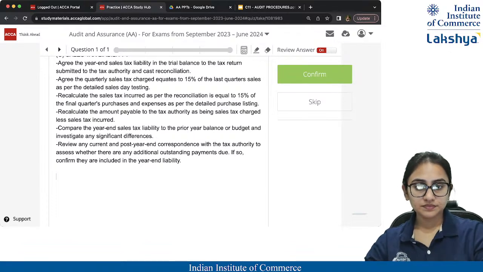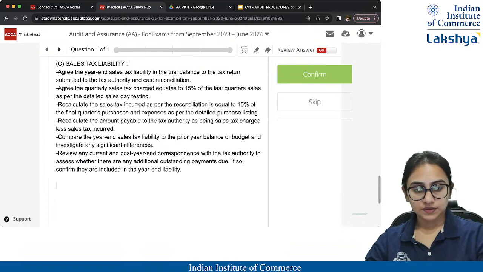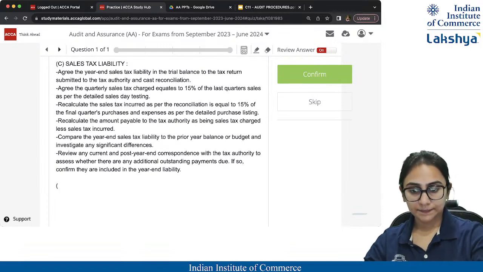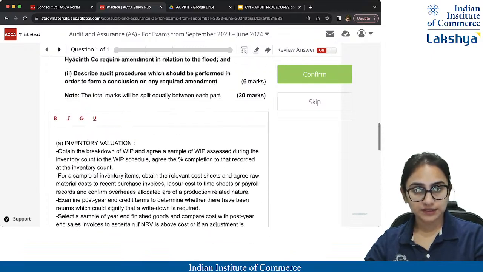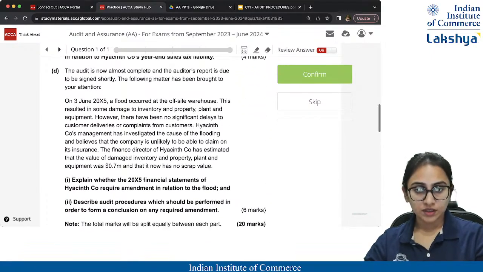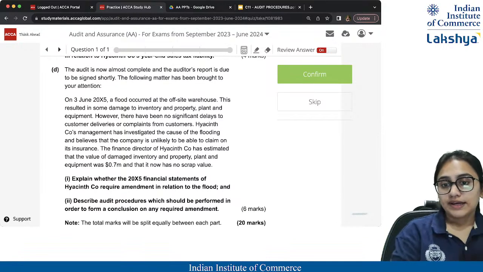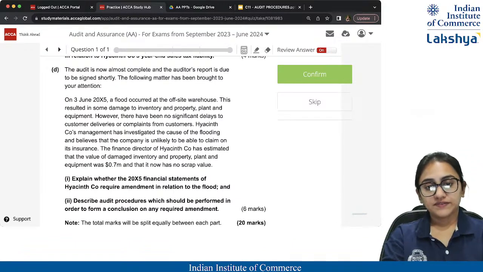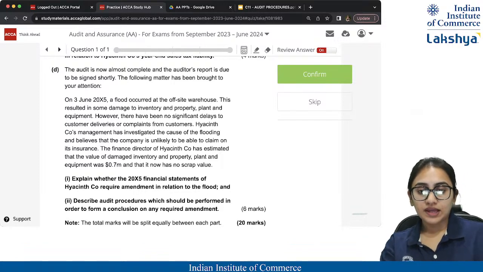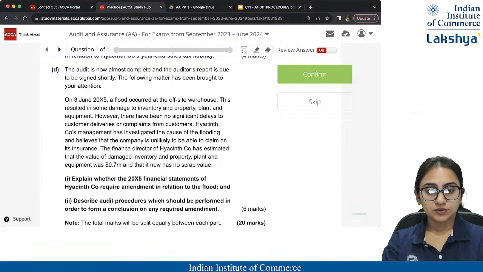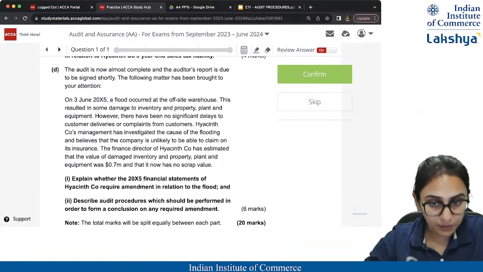Okay, so that's with the C part. And what is the D part? Fire took place, something like that, right? Explain whether the 20x5 financial statements of IIC company require amendment in relation to the flood, not fire, and describe audit procedures which should be performed in order to confirm a conclusion on any required amendment.